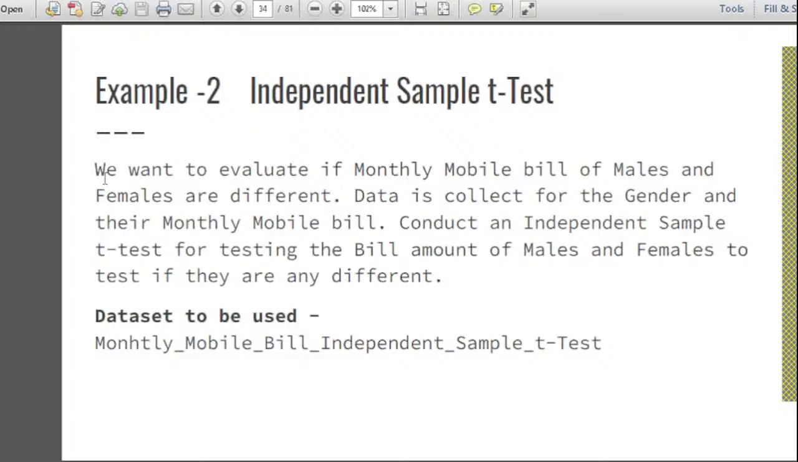Or same, they are same. Definitely they are going to be different, right? But I don't know about this example, but yeah.